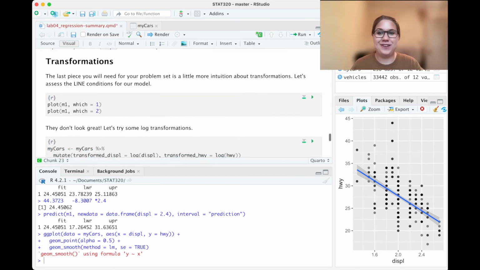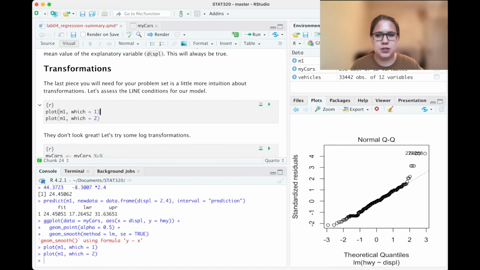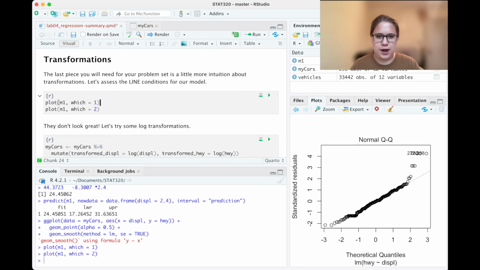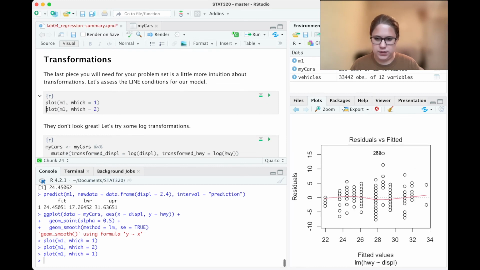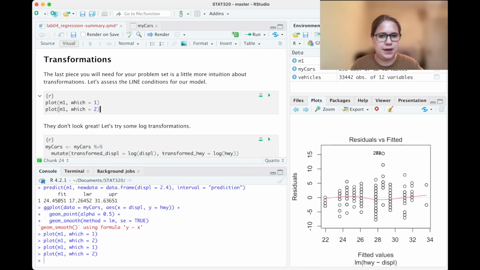Okay, I've got one final thing for the problem set, it's like a little more intuition about transformations. So I have this model. I could look at the LINE conditions. I could look at the which equal 1, let's run that. That's the residual versus fitted plot. Or I could look at the which equal 2, that's the QQ plot.